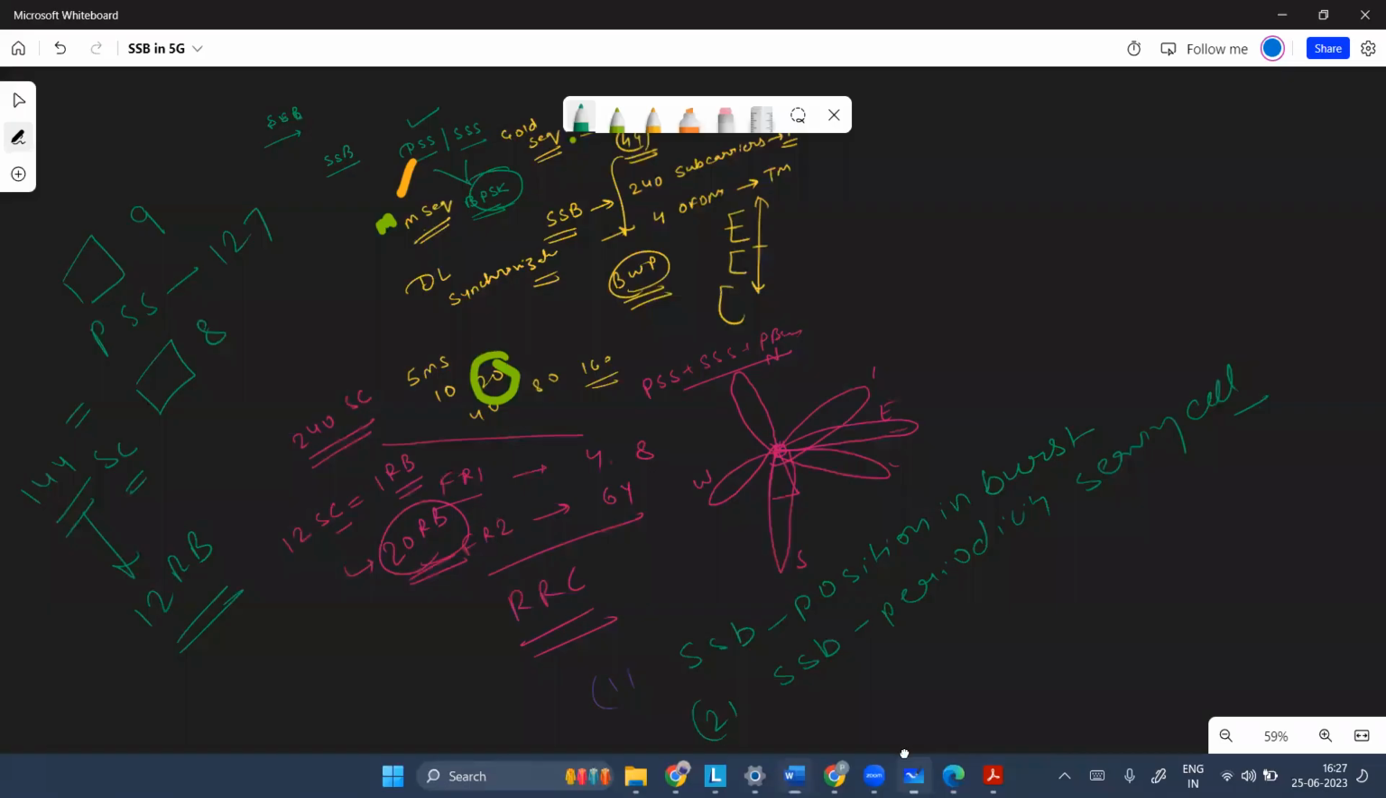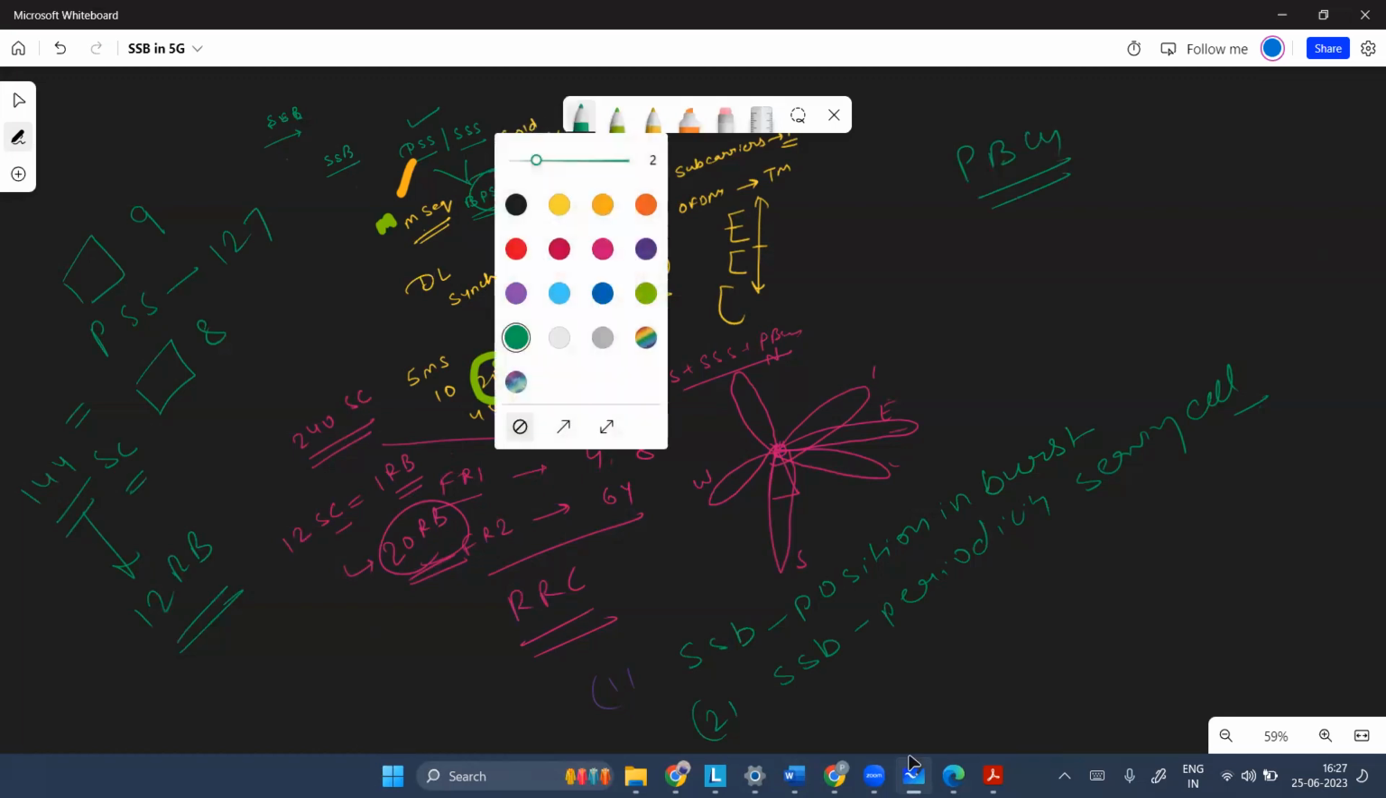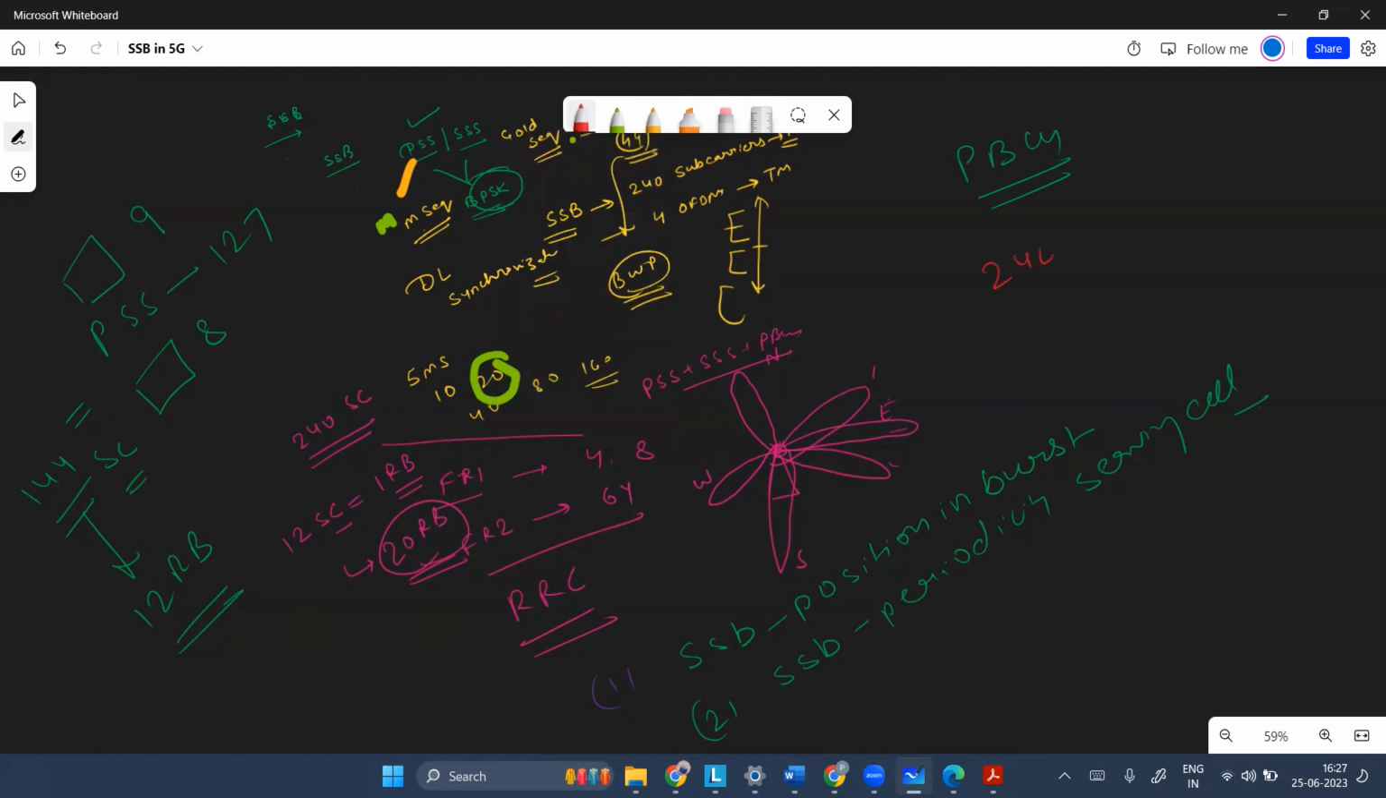So let's calculate this. We are calculating our PBCH. We have two bigger ones, that is 240 plus 240, plus the smaller ones, 48 plus 48. If you add them up, this comes to 576.